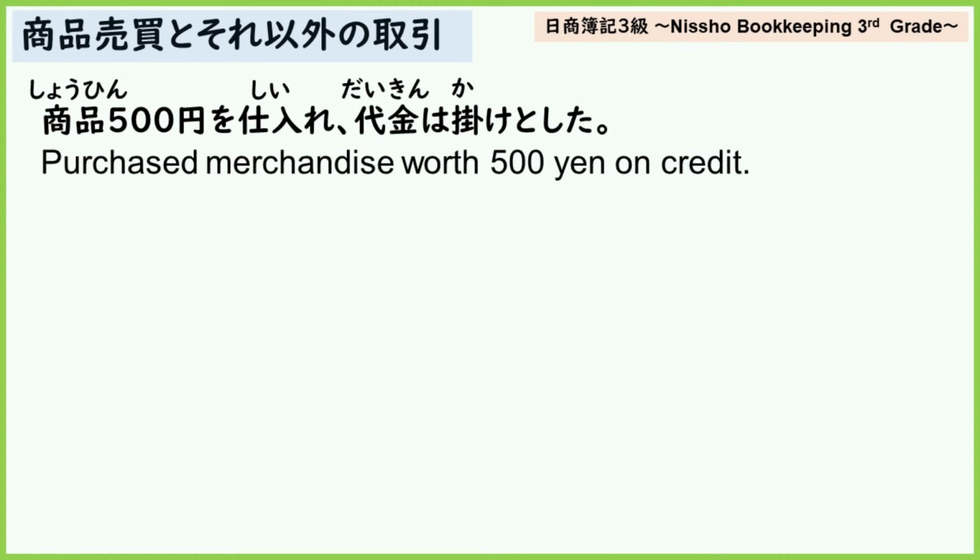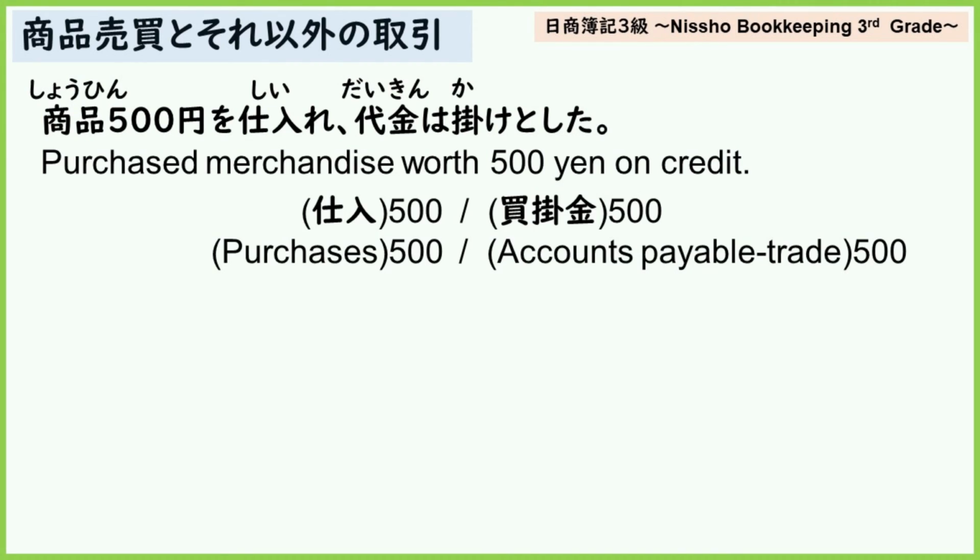Purchased merchandise worth 500 yen on credit. The journal entry is as follows. Debit, purchases 500. Credit, accounts payable trade 500. This is a credit transaction related to the merchandise, so accounts payable trade should be used.